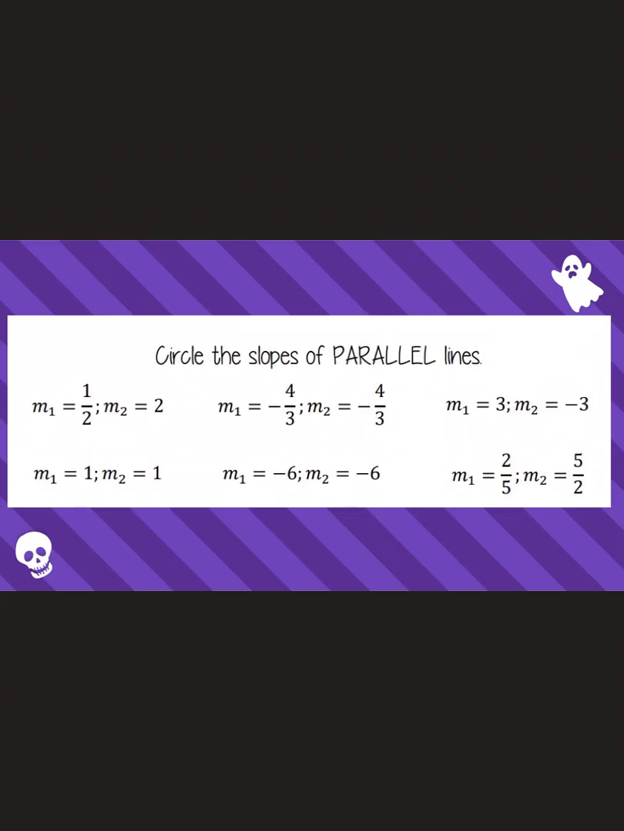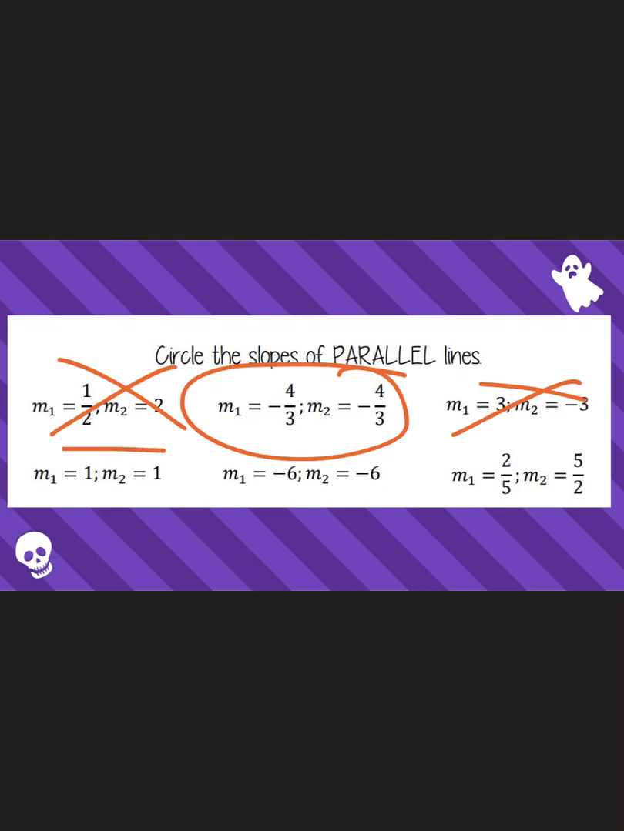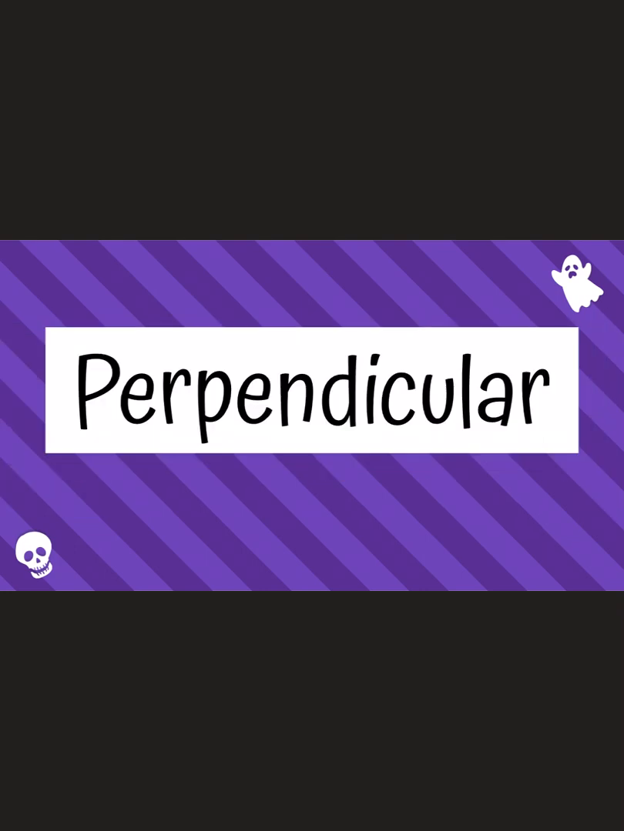All right, here we go, real fast. We're going to look at the first pair. Are they parallel? 1/2 and 2? No, they're not. Negative 4/3 and negative 4/3? Yes. How about the second or the third pair? No, they're not. How about the one on the far left? Nope. 1 and 1? Yes, parallel. How about the one in the middle? Yeah. And the one at the end? No. Good. All right, so now we are doing perpendicular lines.